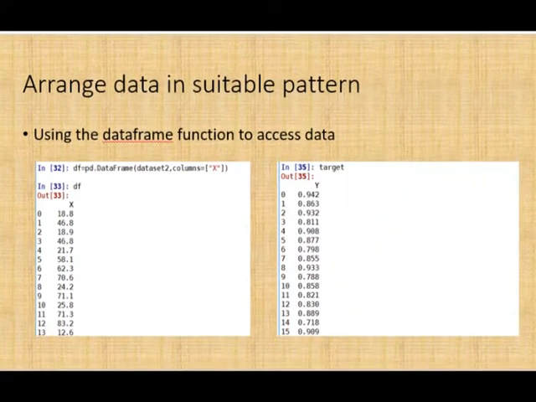After we load the data into a dataset, we need to tell Python which one is the independent variable, namely x, and which one is the dependent variable, namely y. We use the DataFrame function to access the data. After we assign the values to new variables, we can begin the regression.